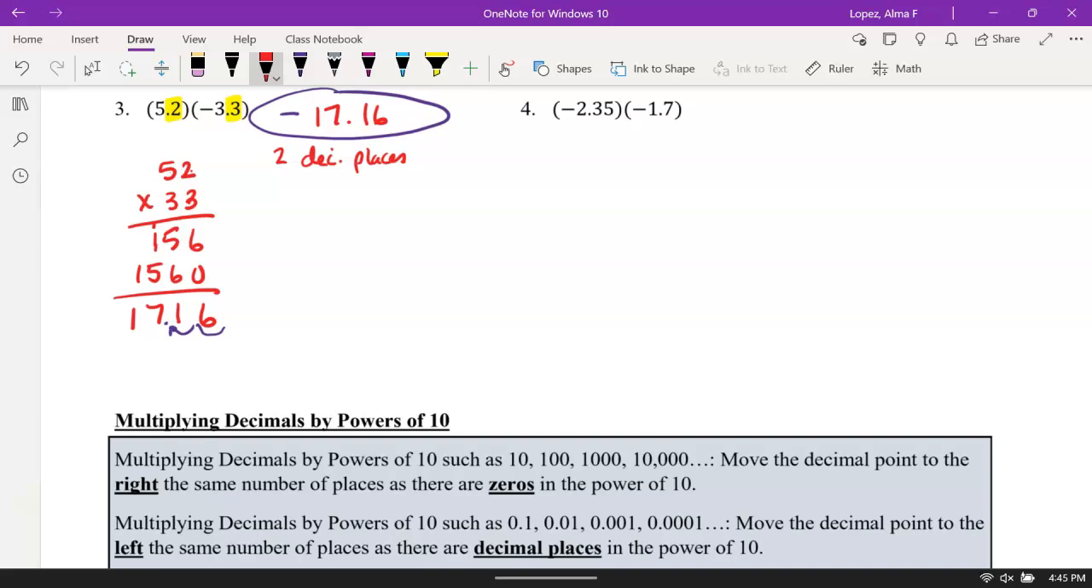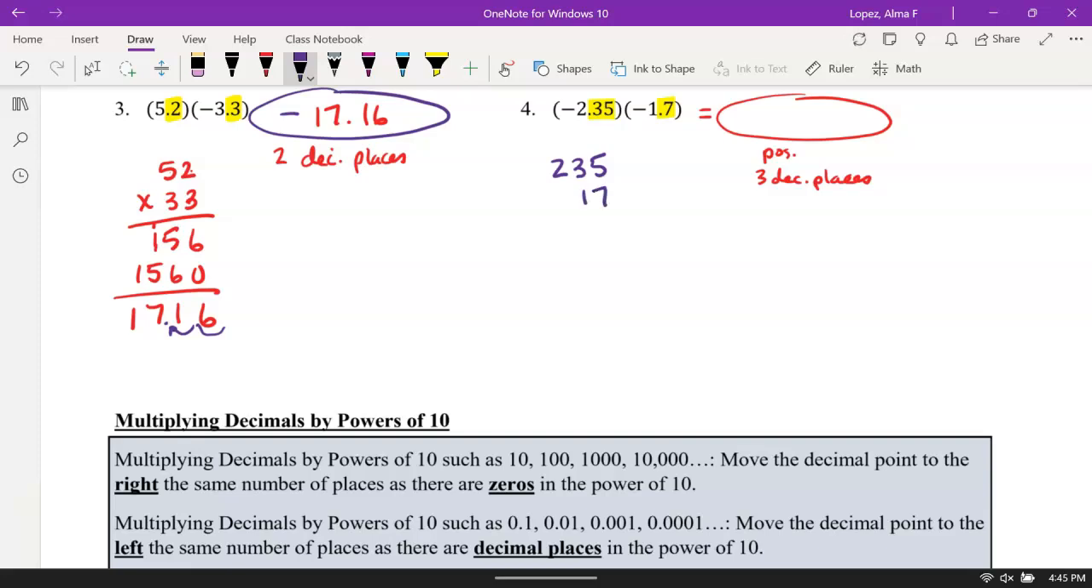Let's do it again. All right, to start off, the answer is going to be positive or negative. A negative times a negative, that's a positive. So positive, and I'm looking at this and thinking the answer is going to have 2 and then 1 more decimal. So 3 decimal places. Now to multiply them, pretend the decimals are not even there.